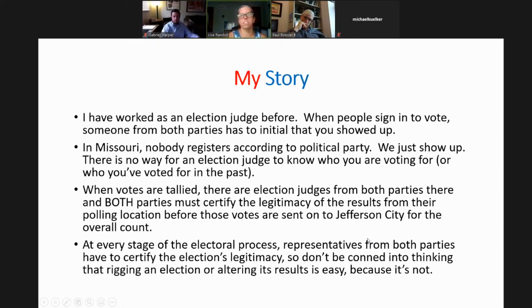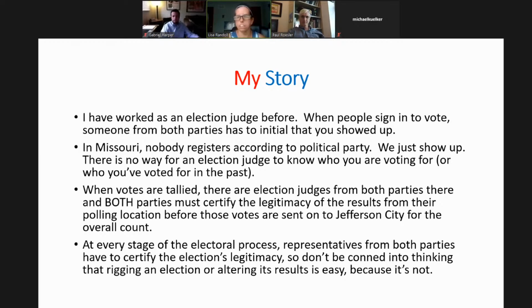I worked as an election judge before. It's really fun. They pay you a lot of money. When people sign in to vote, someone from both parties has to initial that you showed up. So it's not like it's only Republicans or only Democrats there.